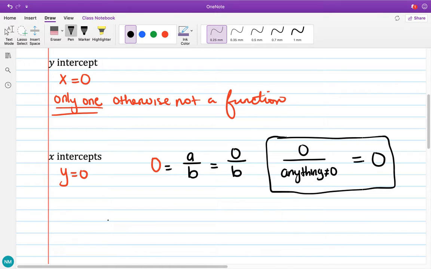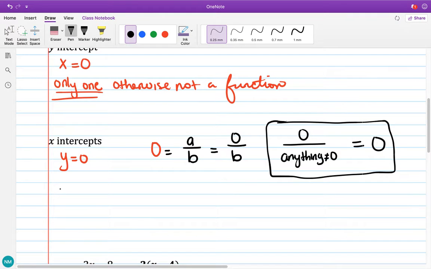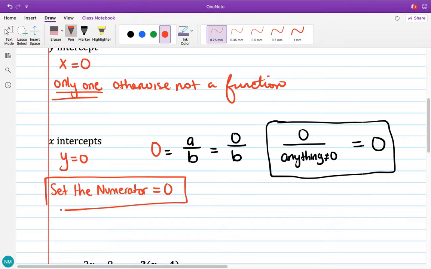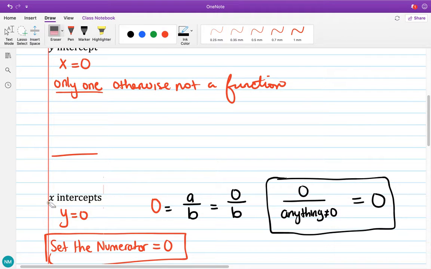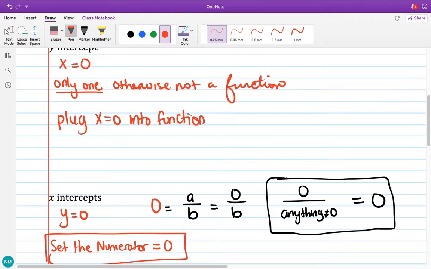So that's what makes this easy: for the x-intercepts, you just have to set the numerator equal to 0. And for the y-intercept, we didn't put what to do, but you just have to plug x equals 0 into the function. So that's it. And then we'll just do some examples.